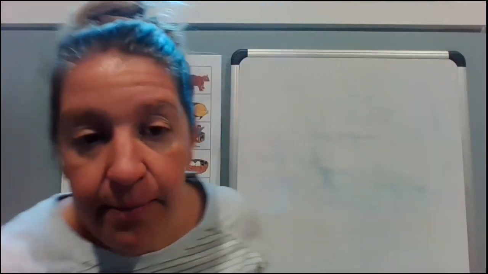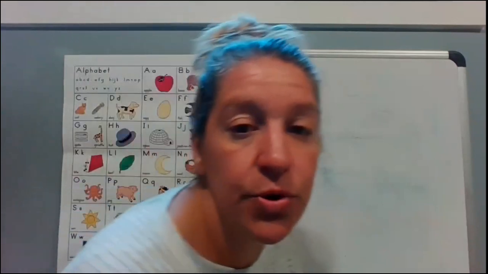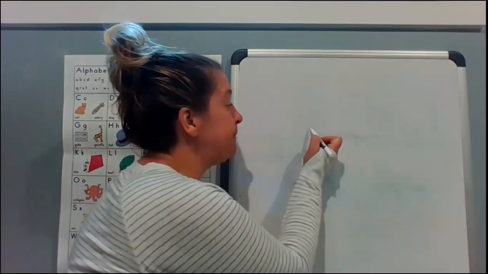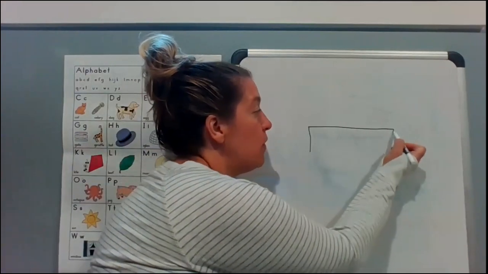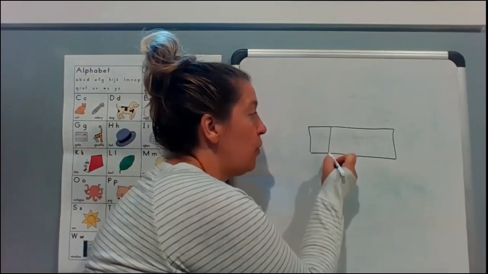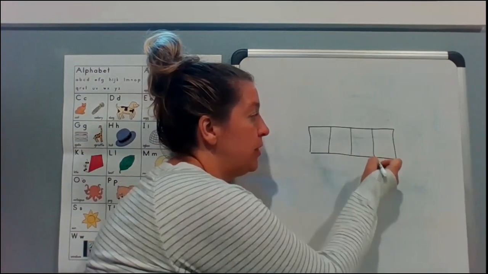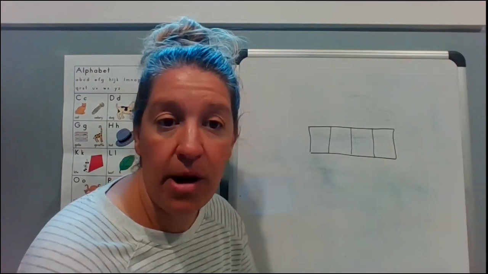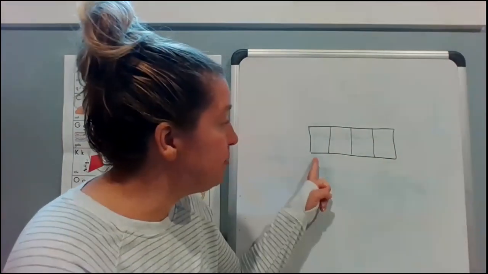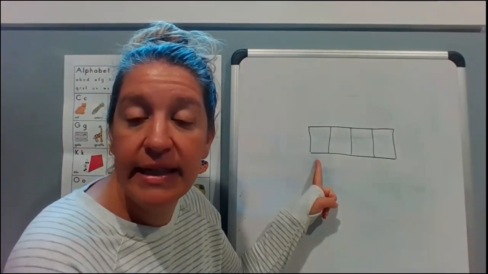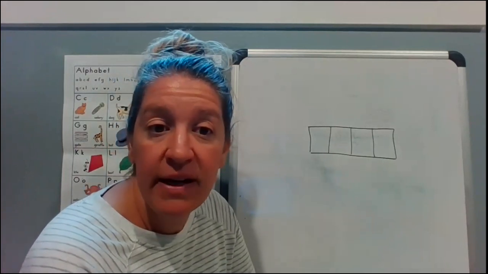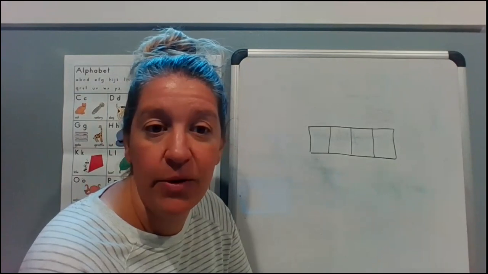And on your paper or your whiteboard, I want you to draw 4 boxes. So I'm going to do this back here, and I'm going to draw 4 boxes. 1, 2, 3, and 4. And we are going to call these sound boxes. So each box is going to get their own sound in it. And if you need to pause the video to draw your boxes, go ahead and do that now.